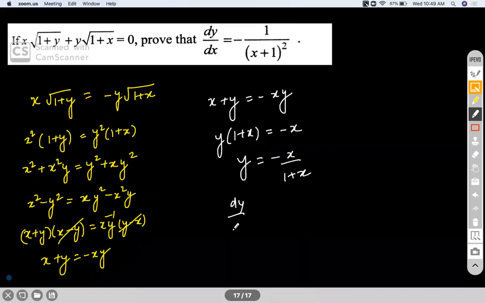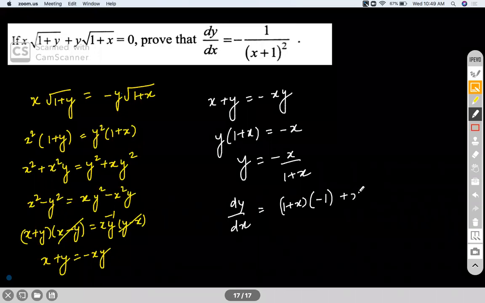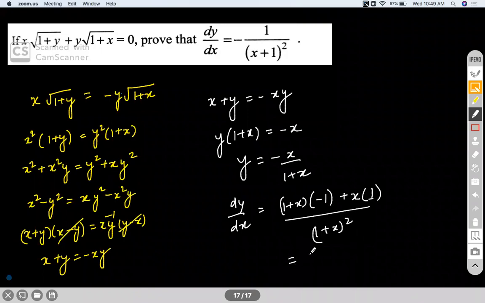So dy by dx is going to be, use the quotient rule, 1 plus x into minus 1 minus of minus x, which is plus x, into 1 by 1 plus x the whole square. So if you open this up, it becomes minus 1 by 1 plus x the whole square. Proved.